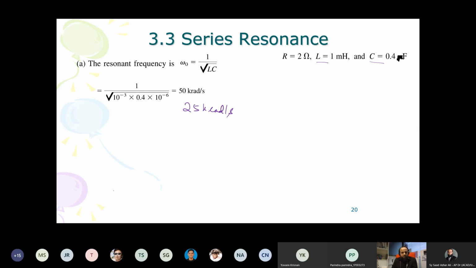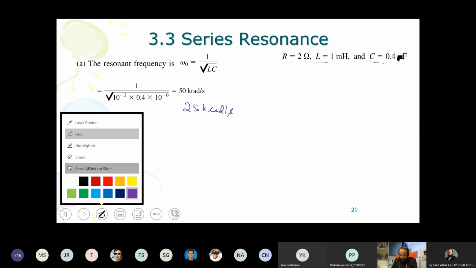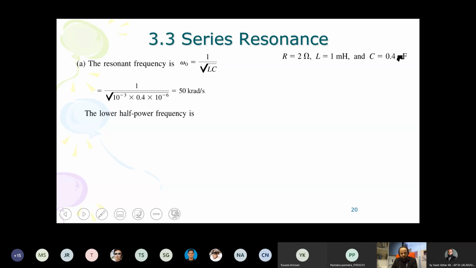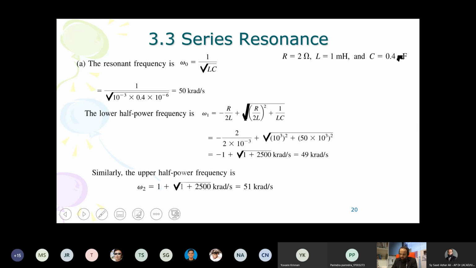No. Okay, very good. These frequencies are not half of the resonance frequency. These frequencies are the frequencies at which we will still have half of the power. So we have the formula for that. Omega 1 is minus R upon 2L plus under root R upon 2L squared plus 1 upon LC, and omega 2 is without the minus. So omega 1 and omega 2 are 49 kiloradian per second and 51 kiloradian per second.